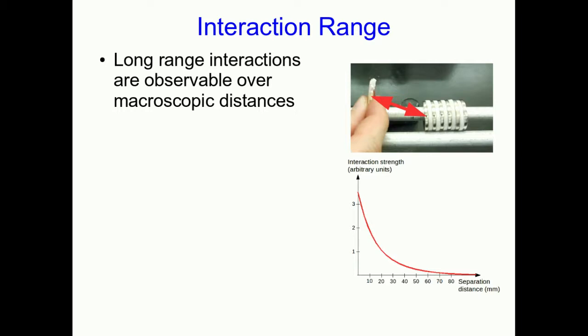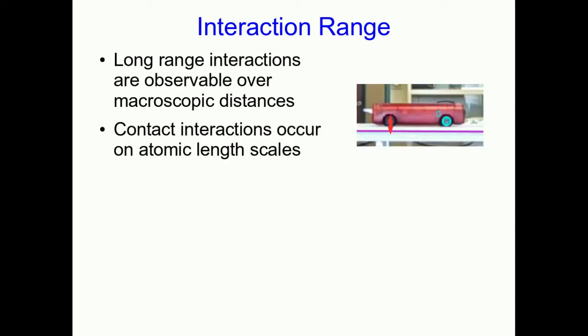and it tails off towards zero over a distance of a few tens of millimeters, perhaps. And so we could talk about a few tens of millimeters as being the typical interaction range for that magnetic interaction.